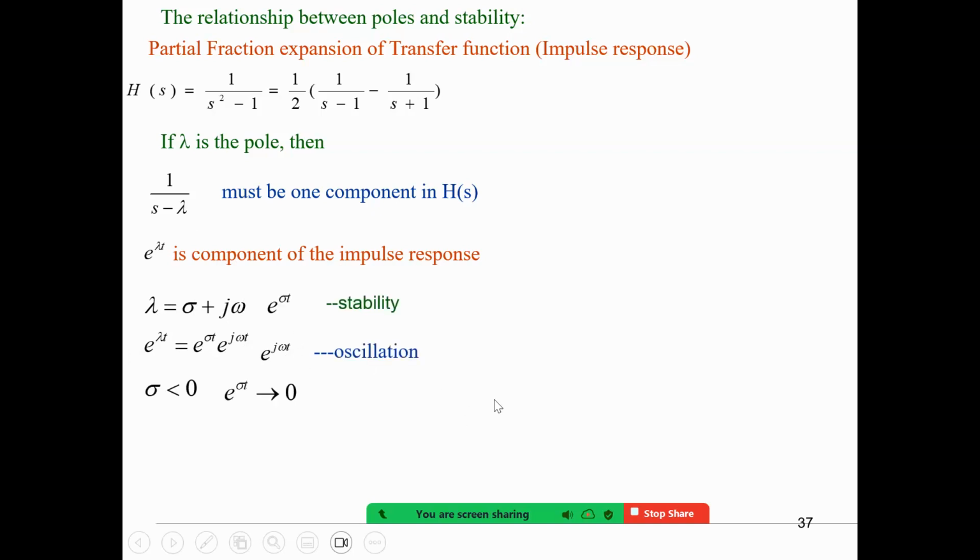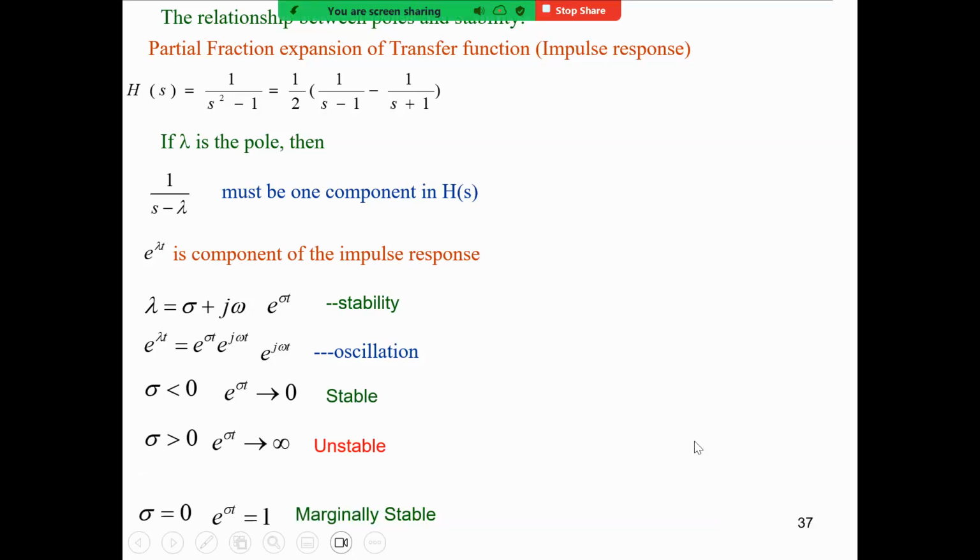That's why we get the conditions for the continuous time. We say, okay, the pole has to be on the left side. If on the right side, it will be unstable. If it is 0, right, it is marginally stable.